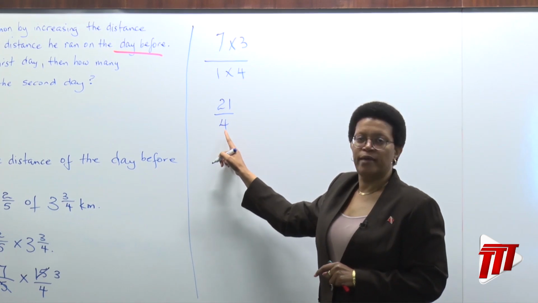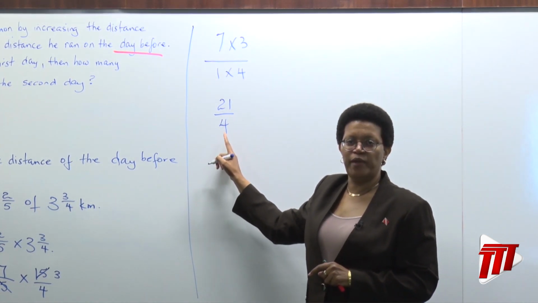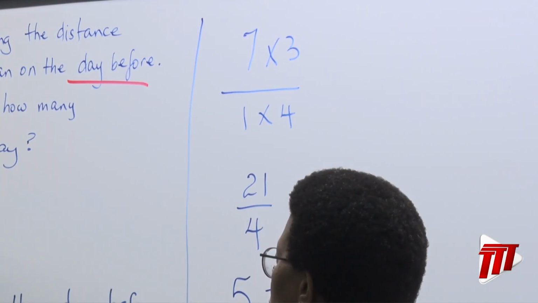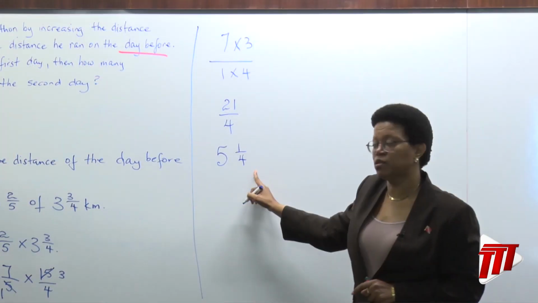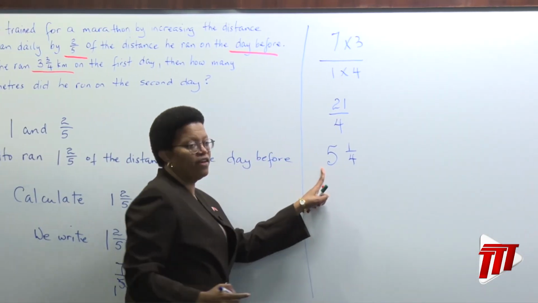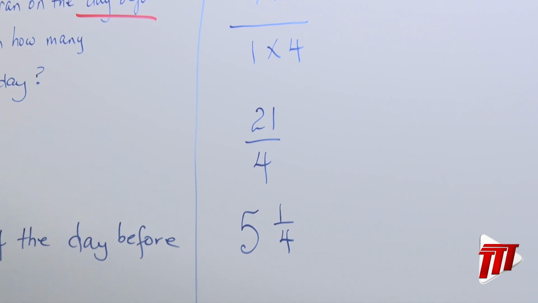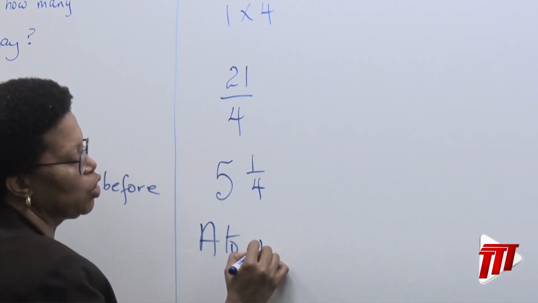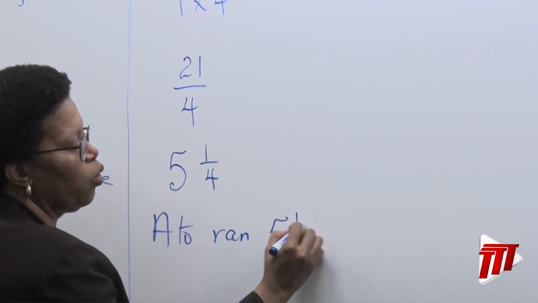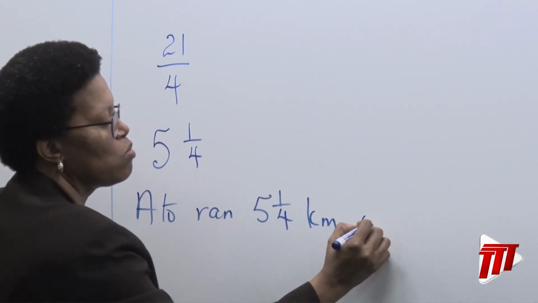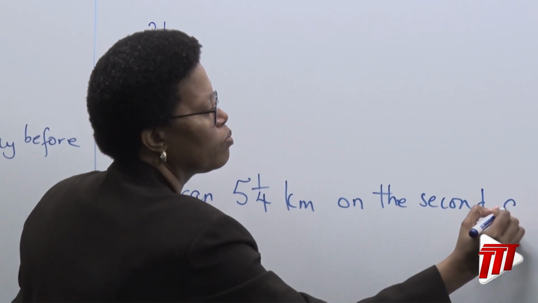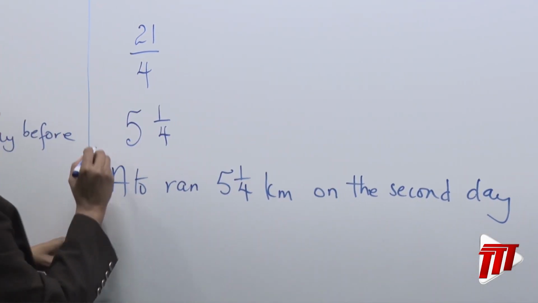21 can be divided by 4. We will get 5 wholes and 1 remainder. This means our answer is 5 1/4 kilometers. How many kilometers did he run the second day? Atto ran 5 1/4 kilometers on the second day. This is our answer.